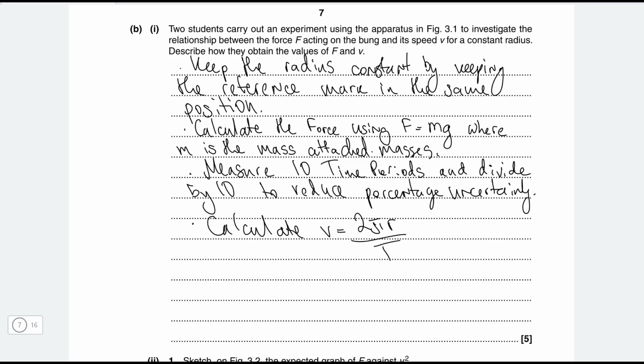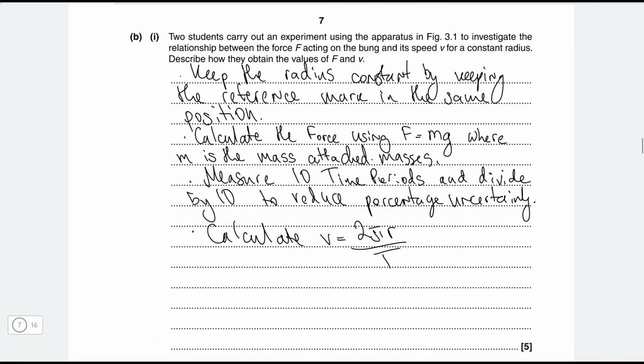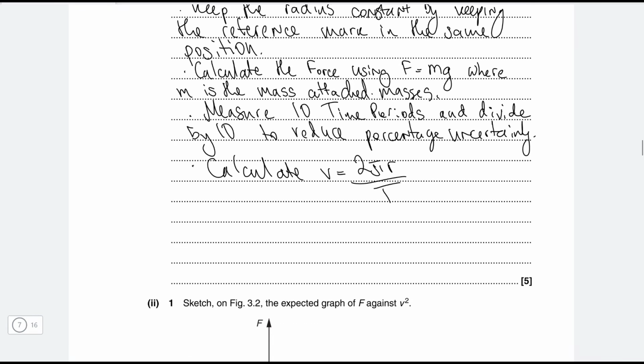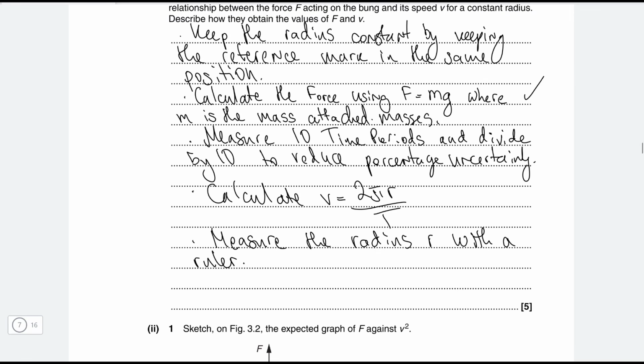One final thing I've not fully mentioned is that we need to measure the radius r as well. So I'm just going to add an extra point here. That will be to measure the radius r with a ruler. Okay, and now we're done to take measurements of both F and v.